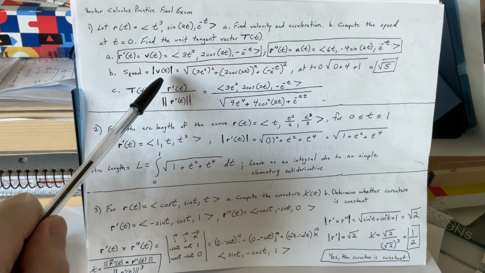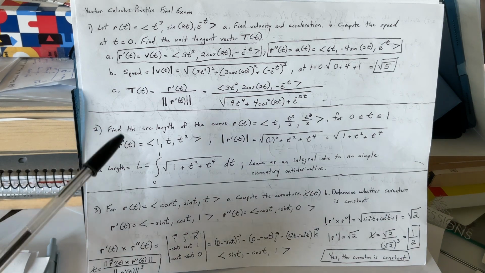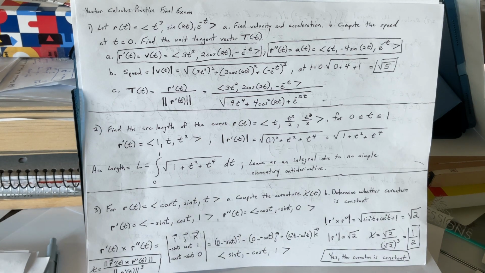Speed is the magnitude of the velocity. You wind up with root 5 for speed. And then the unit tangent vector is just your r prime of t over that magnitude. And you could leave it in that form. Some of these are going to be left in a form where we're not going to bother to try to simplify. Okay, so that takes care of number 1.